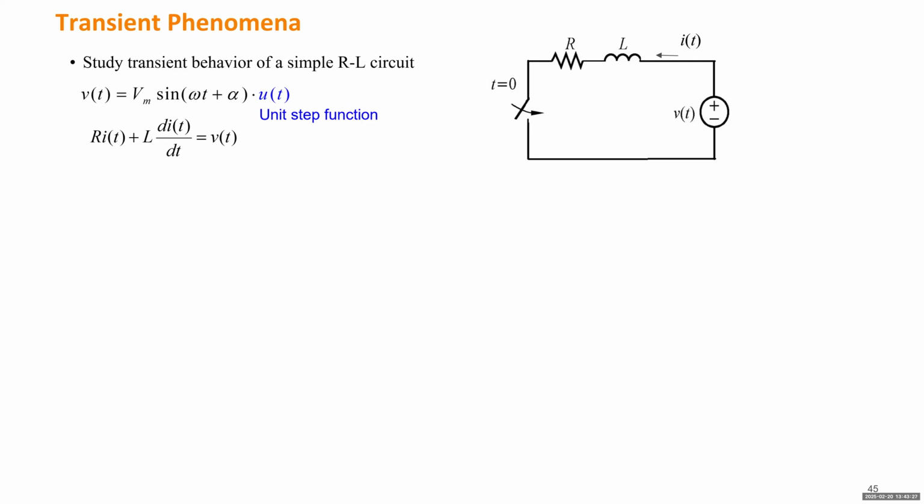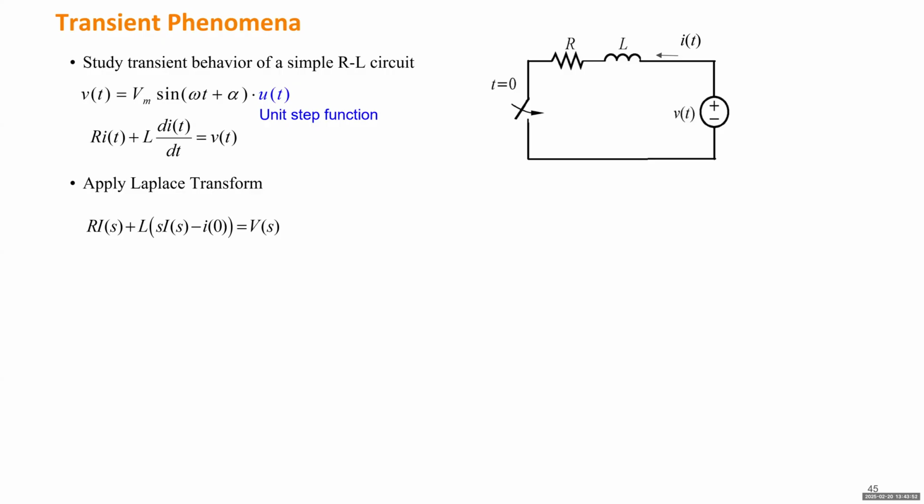Based on the circuit, we can write down this equation based on Kirchhoff's voltage law, because the voltage drop on the resistance plus the voltage induced on the inductance will be equal to the voltage of the source. So this is a first order differential equation. The next step, we want to solve this equation.